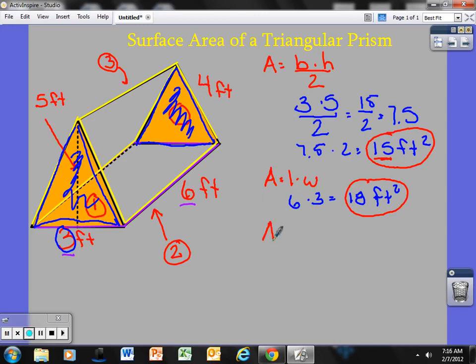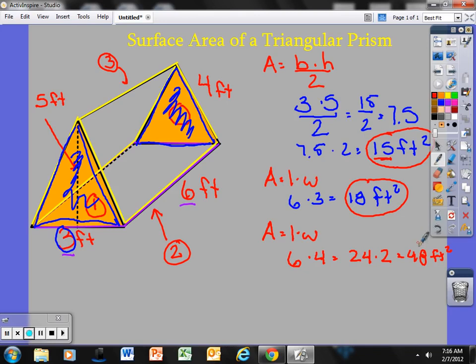Same formula for rectangle, area equals length times width. The length is 6 times the width, which is 4. 6 times 4 is 24, but recall, that's just this face. I must also consider this face over here and add it, so I multiply 24 by 2. 24 times 2 gives me 48. It's 48 square feet.